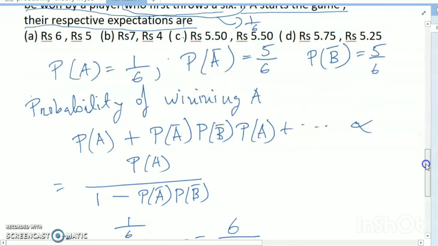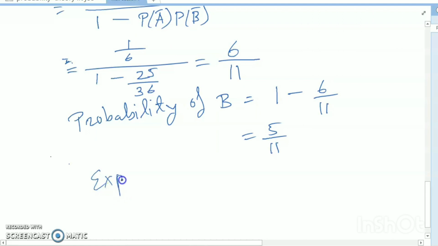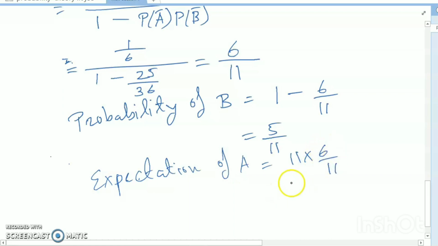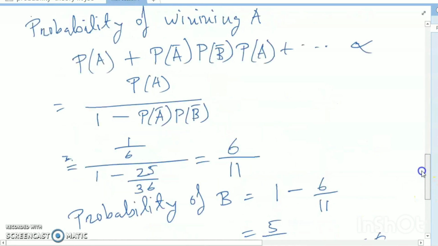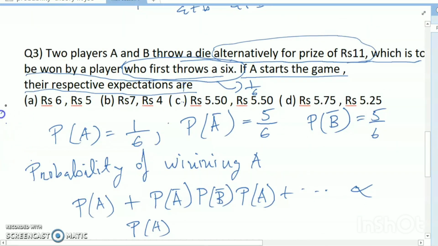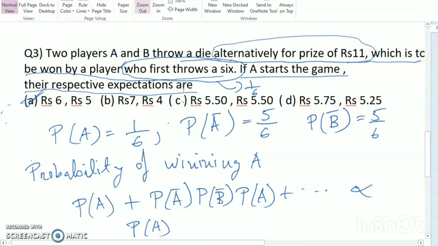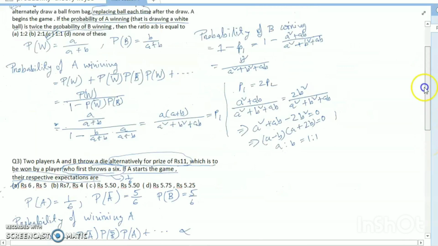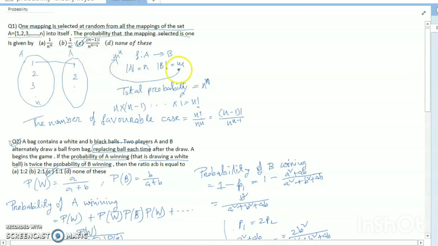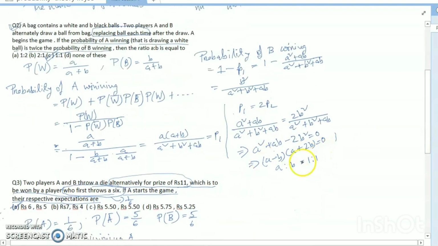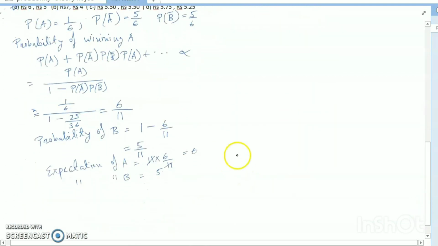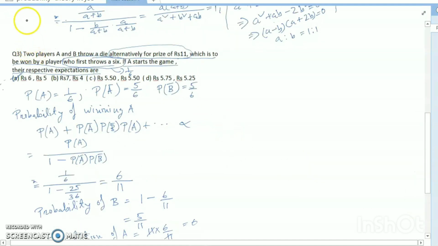So friends, expectation of A is equal to 11 into 6 by 11, so it is 6. And the expectation of B equals 5. So friends, my answer is 6 and 5. Now friends, I hope it is clear for everyone. Please review everything, because I want to show everything so you can check the total work at a glance. The first answer is C, the second answer is 1:1, and this is the third answer. I hope it is clear. Very interesting questions. Thanks for watching.